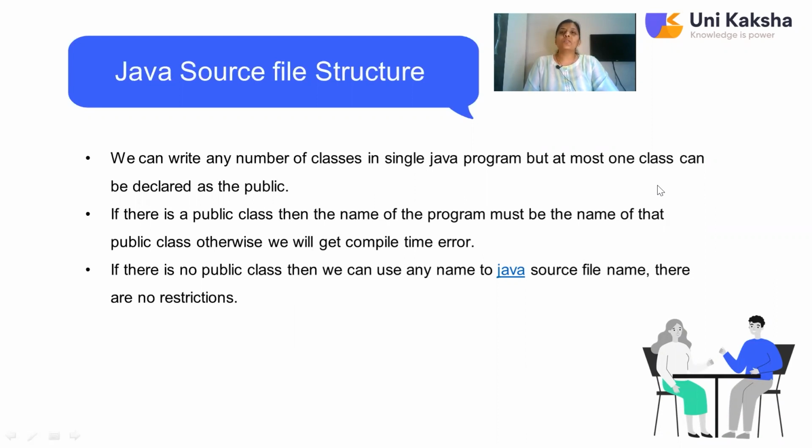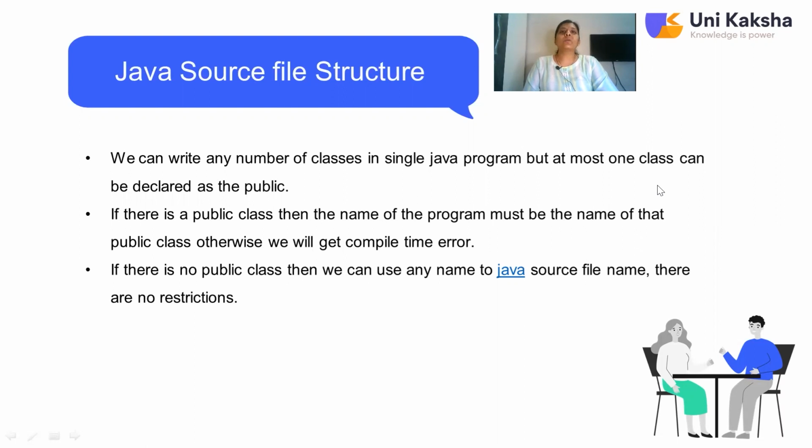So two things you have to remember here. The very first thing is, whenever you are going to write a Java program, n number of classes you can include in a single Java program. But if the classes are not public, or if there is no public class available in the entire program, then the name of the Java program can be anything. For example, I can save that program using the name unikaksha.java. So this is fine.